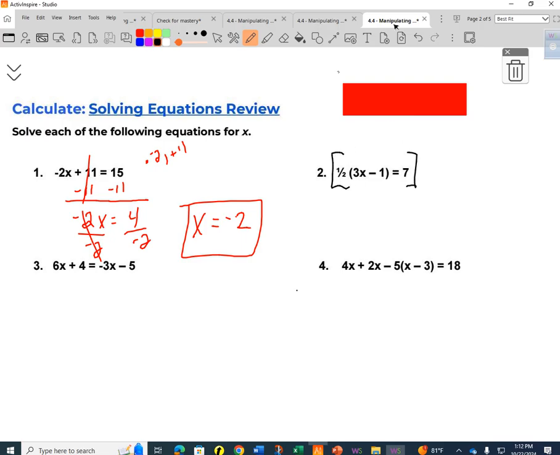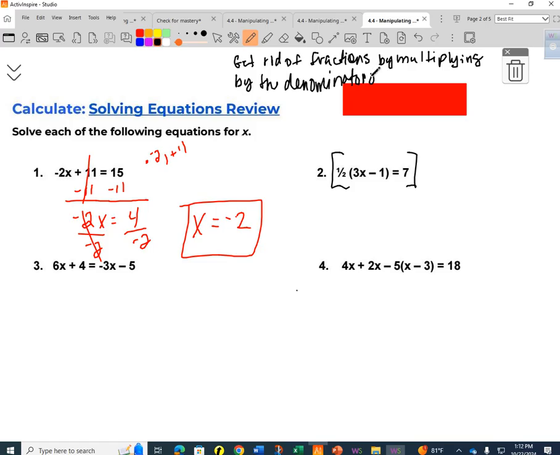oh, actually, I'm going to write the steps up here. So we're going to get rid of the fraction, or get rid of fractions, by multiplying by the denominator, or a multiple of all the denominators.